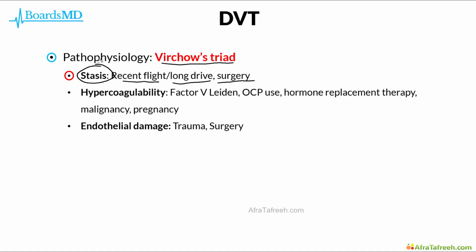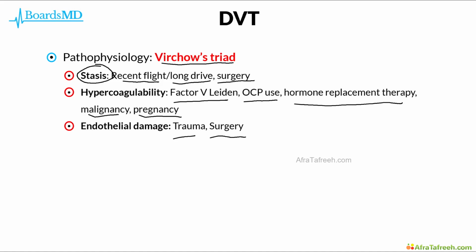In addition, there are several conditions which can predispose a patient to the development of DVTs by virtue of an increase in the patient's hypercoagulability. These include conditions such as factor V Leiden, which we discuss in more detail in our hematology-oncology modules, the use of oral contraceptives, or OCPs, which can lead to hypercoagulability, hormone replacement therapy, malignancy, and pregnancy. The third and final component of Virchow's triad is endothelial damage, and this includes things such as trauma or surgery, which can ultimately predispose the patient to the development of a clot.